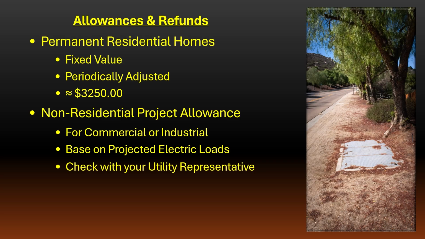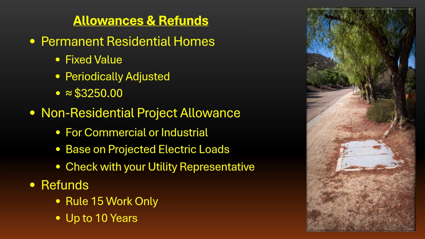In addition to allowances, the applicant may be eligible for refunds if the work required to install the new electric service includes additions to or extensions of the distribution system that serves multiple customers covered under Rule 15. If new customers are able to connect to the facilities installed by others for a period of up to 10 years, the applicant responsible for the installation of such facilities may receive a refund for all or a portion of their initial expenses. We'll cover this more in the examples.